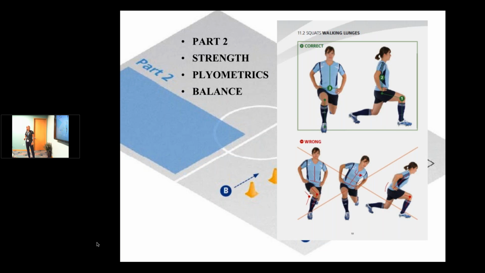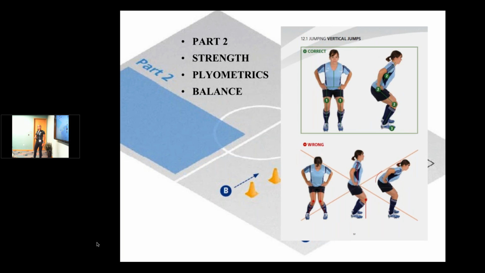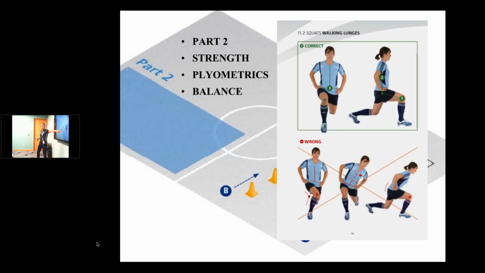Walking lunges, also good for core. This is how we use our core here. This is why we do core, to keep our body from doing that, a lot of that trunk sway back and forth. You can watch for medial collapse here as well.